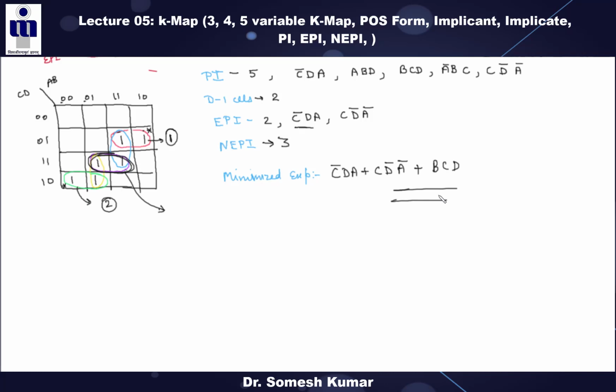Now you can ask me, sir, if this is implicants, what about the POS form? If you take the zeros, in the POS form, these implicants are defined as implicates, right? Everything remains the same, only the terms change, that is implicates. D1 cells means number of zeros. Distinguish that is not a D1 cell.